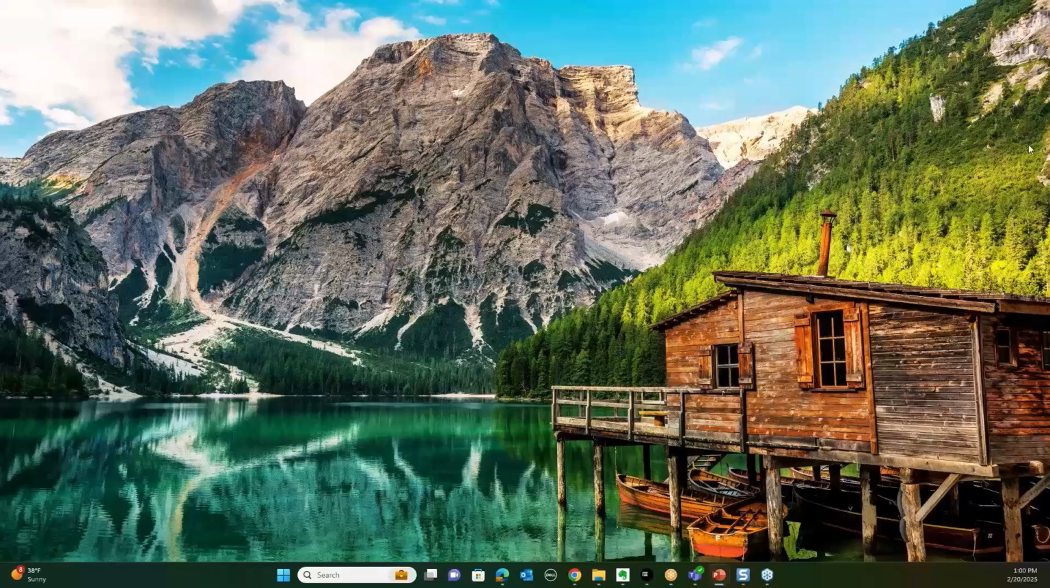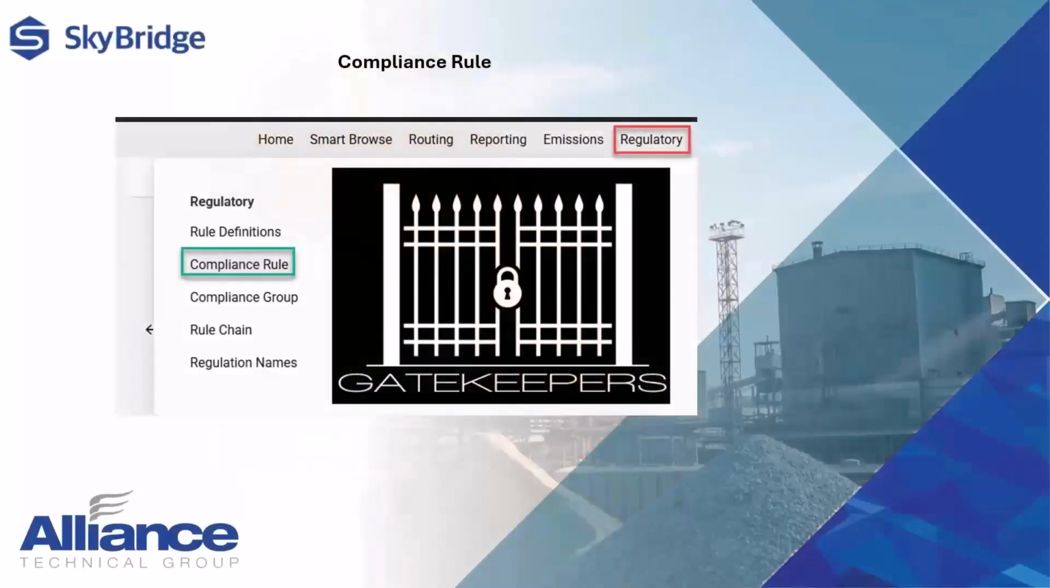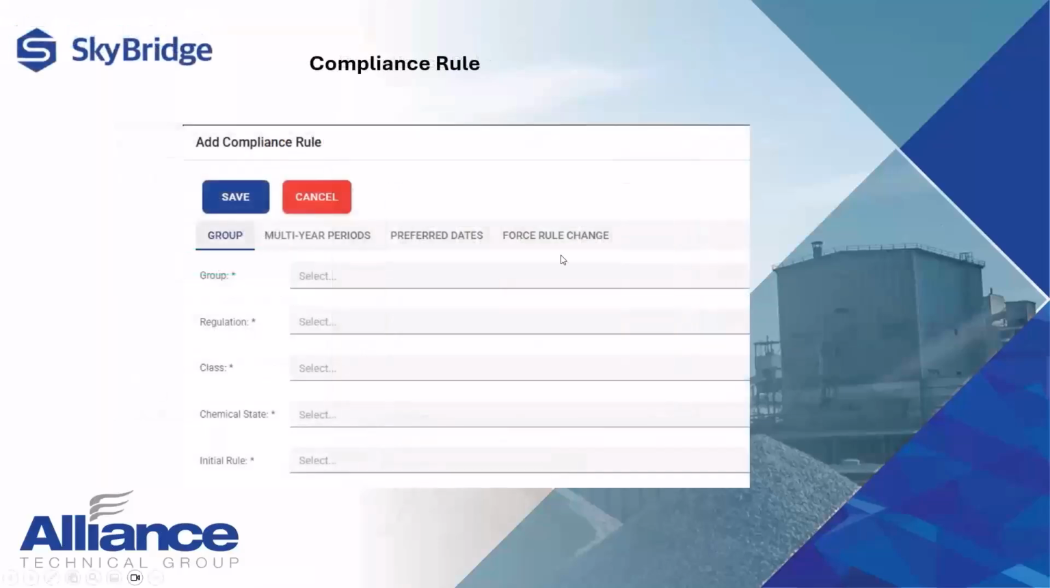Take too long. So on screen one here, I'll show you, of course, the introduction. What we call it here is the gatekeeper. The reason we call it the gatekeeper is that nothing can get into SkyBridge unless it has the compliance rule table populated. Okay, so that's the gatekeeper. It won't let anything into SkyBridge.